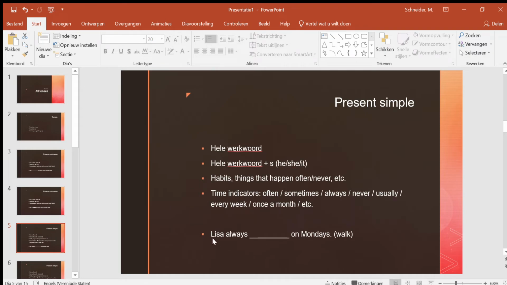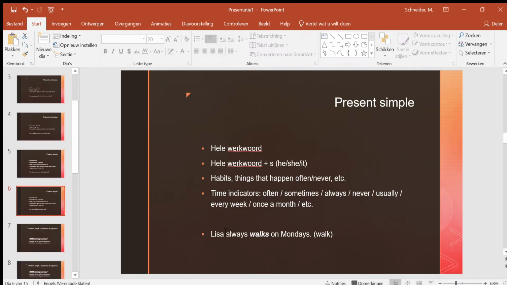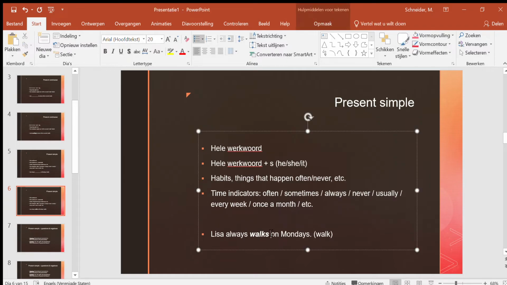Now, if we have this sentence, Lisa always on Mondays. We have the time indicator always in this sentence, so that tells us that it is a present simple. So we either have to do hele werkwoord or hele werkwoord plus s. Now, we have the subject, het onderwerp Lisa. Lisa is een zij. Dus bij een zij, dat is de shit-regel, he, she and it, gebruik je het hele werkwoord plus s. So we do, instead of walk, we have walks. Lisa always walks, to school, sorry. To school on Mondays.